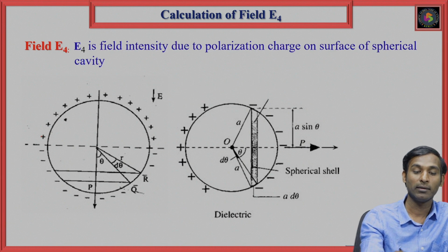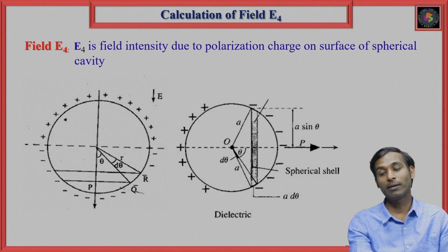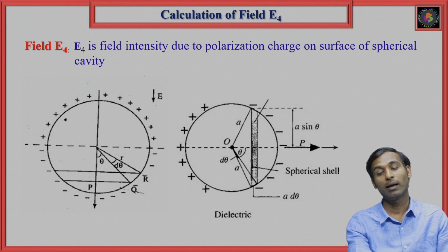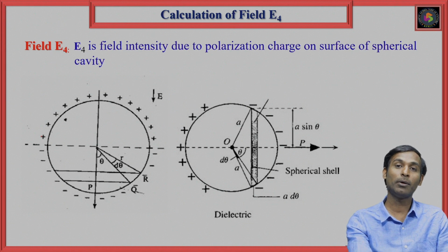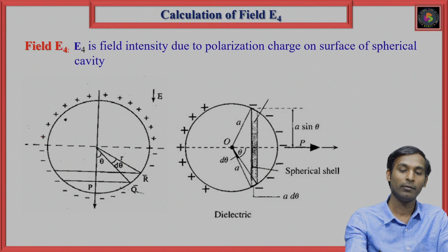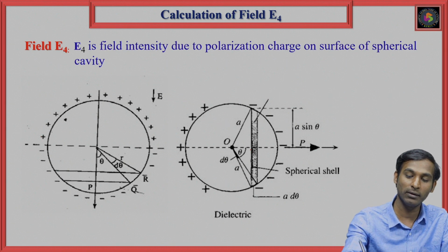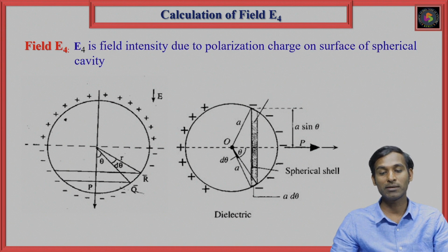charges on the other side. We are calculating the spherical shell, the surface of the sphere, and also the charge of the element. In this sphere, we are dividing it into a number of pieces. I am taking one piece, that is dq, which is said to be the charge of the element.